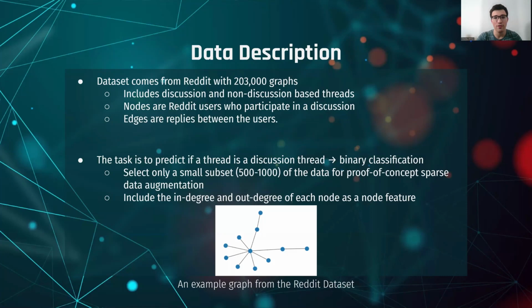For the data description, we have a data set with 203,000 graphs, which have discussion and non-discussion based threads, and it's purely topology based. And so we used graphs of the size from just 11 nodes to up to 200 or 300 nodes. However, we only used a small data set of these graphs for the proof of concept because we would use a sparse data set and then later augment it so that we see whether data augmentation changes the result.